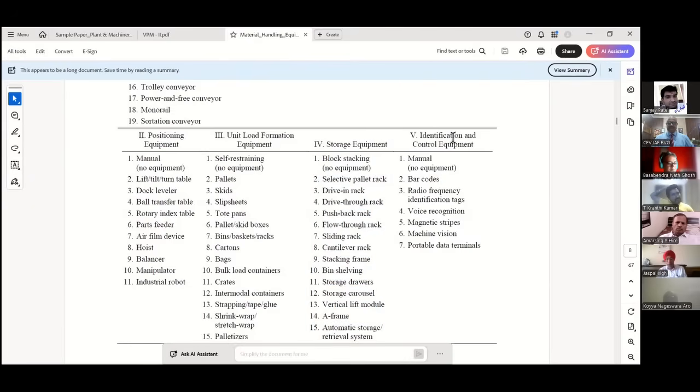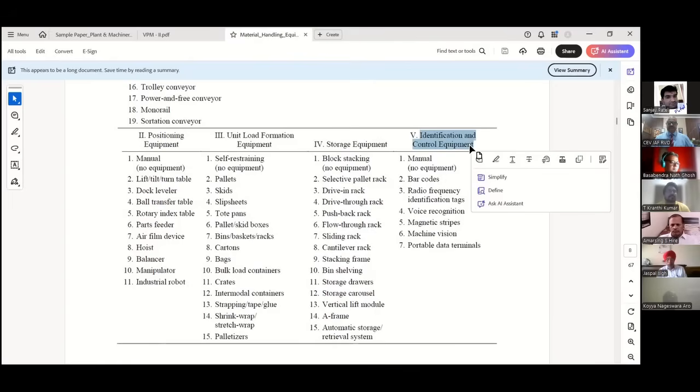And identification, just like when you are going to the mall and get billing done, using the QR code they are identifying, or for attendance systems through the finger or through the card. These are called identification and control equipment.